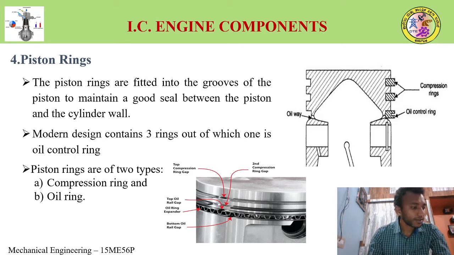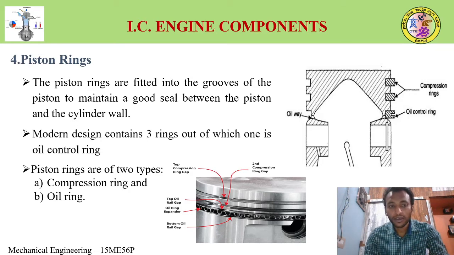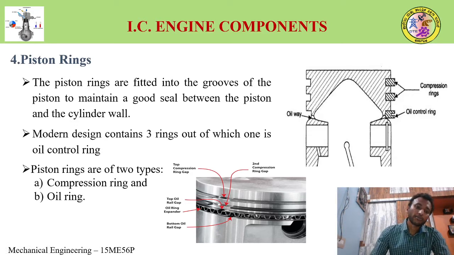Modern piston rings usually contain only 3 rings. Previously there were 3 to 5. In modern design there are 3 rings, out of which one is an oil control ring. You can look at the sketch here on the right side. The top 2 are compression rings and the last one is the oil control ring. Piston rings are of 2 types: compression rings and oil rings. There are 2 compression rings and only 1 oil ring, totally 3 rings.